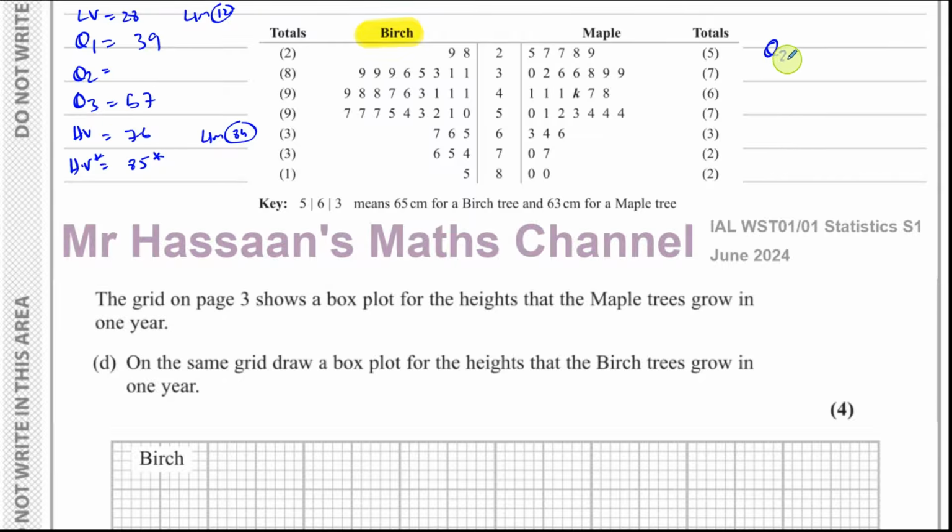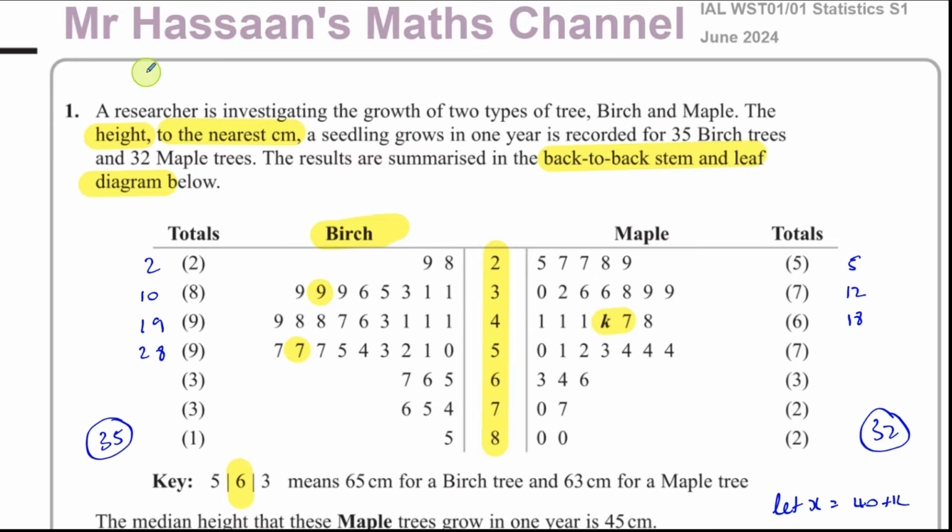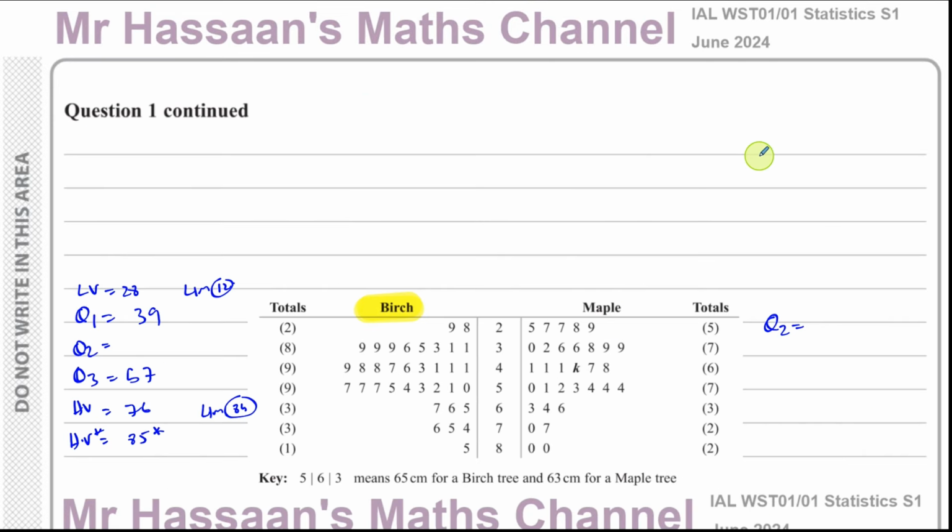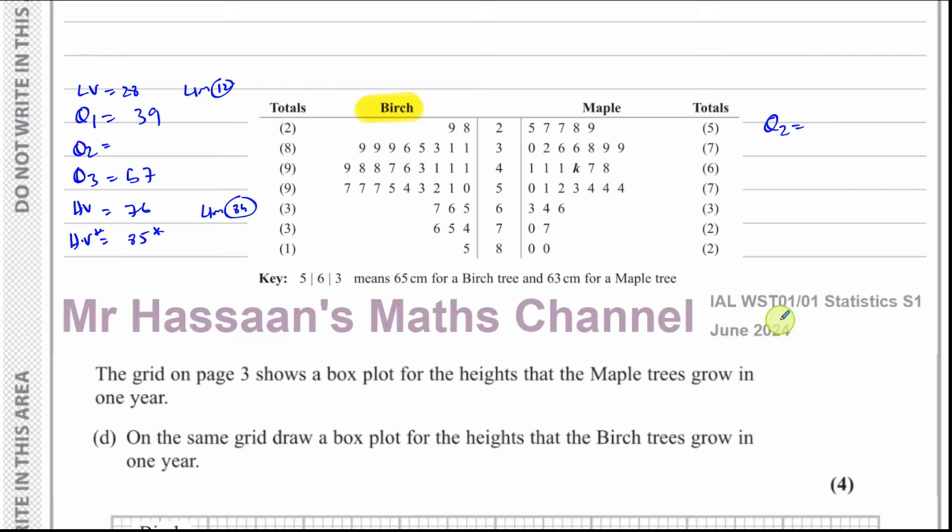So let's find out what Q2 is. Q2, for the birch trees: how many birch trees were there? We had 35 birch trees. Okay, so Q2 is going to be 35 divided by 2. That's not equal to the value, that's just the position of it first. We'll find out what it's equal to when we've worked it out. That's telling us where it is, not what it is. So 35 over 2 is equal to 17.5. So we're looking for the 18th term.